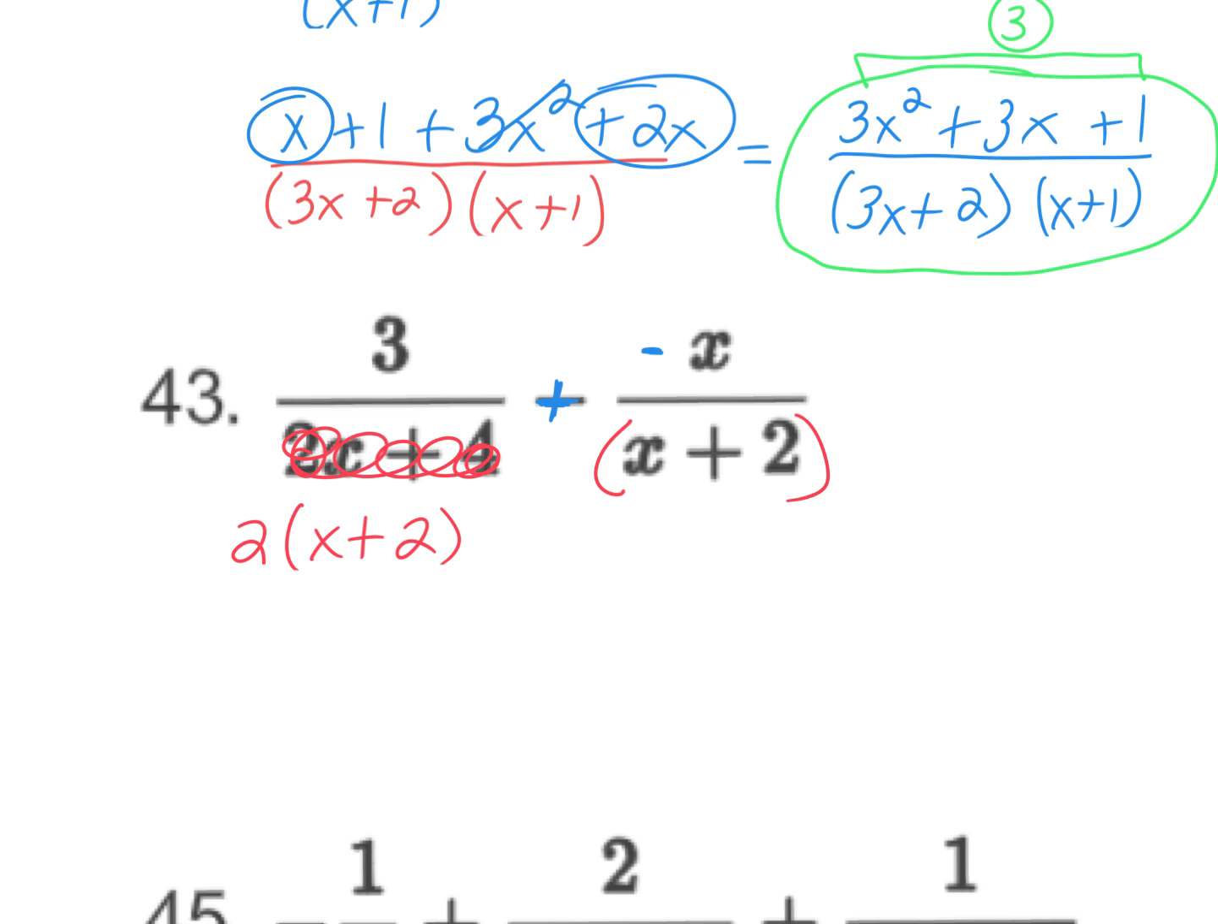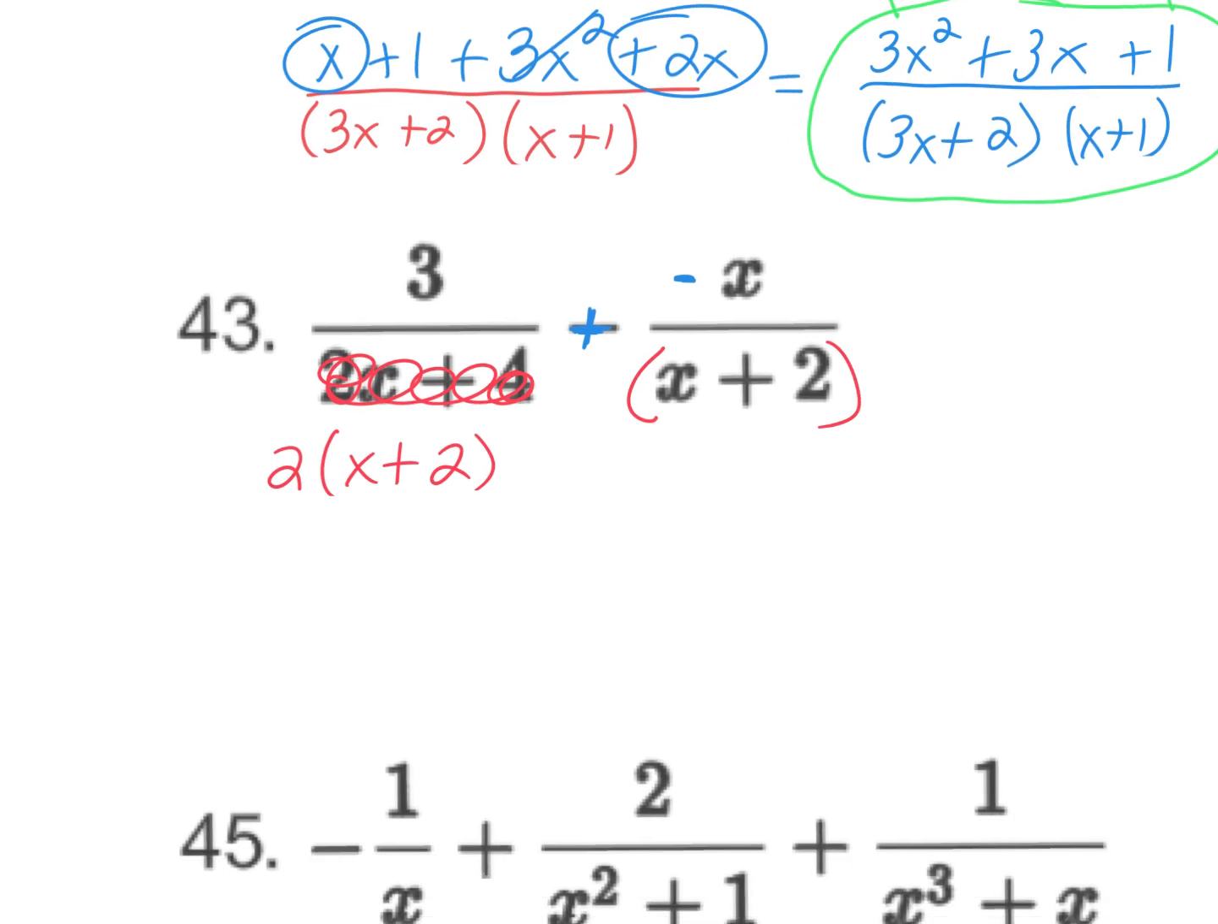Now, this is a different kind of denominator situation. You don't just stick them all together, because you want to find the least common denominator, not just a common one. So when you have denominators that are similar but not exact, you write down first what they have in common. What do they both have in common? An x plus 2, okay? And then you write down the thing that one of them has that the other one doesn't, which is what? A 2.